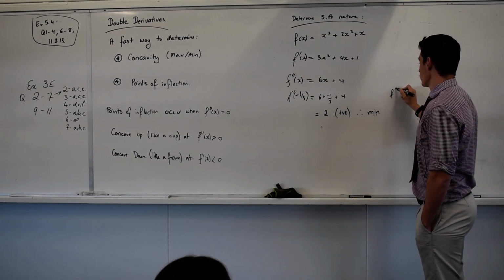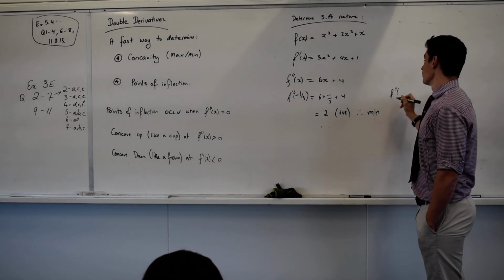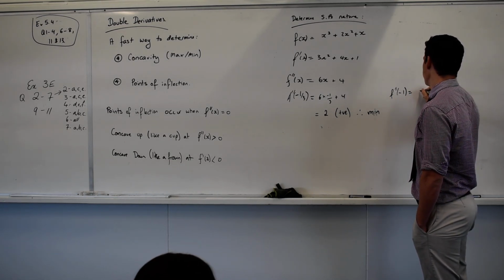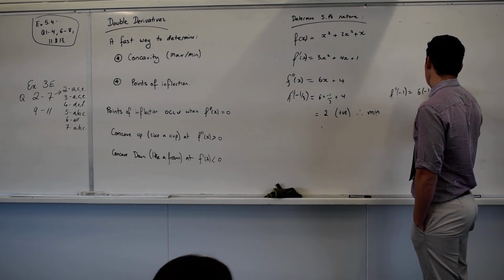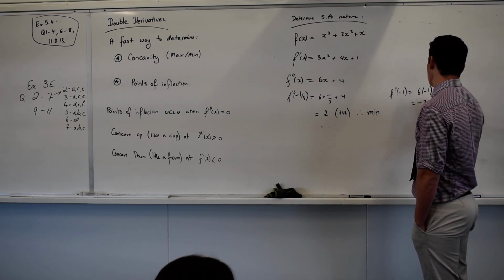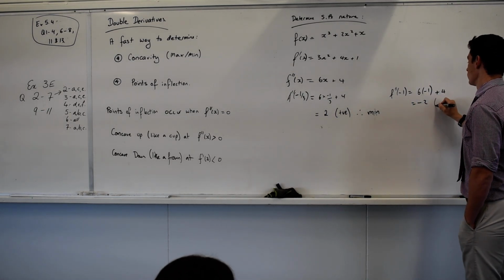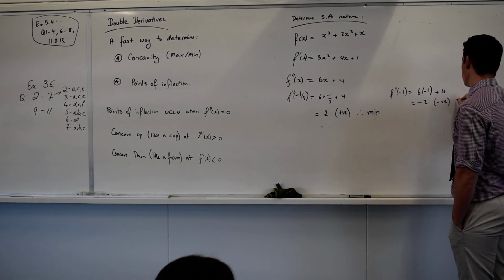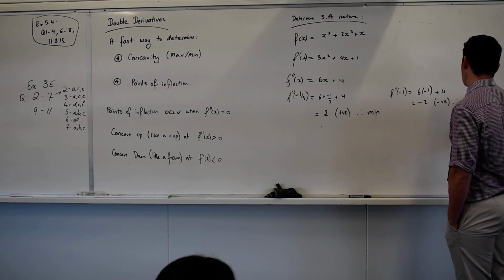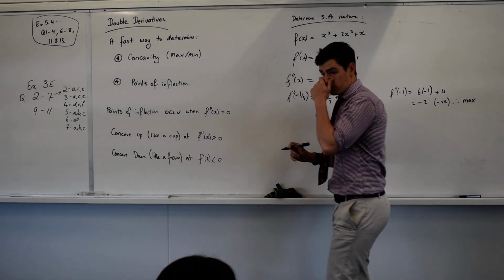F double dash, what's the other value? And if it works, that should be what? Therefore, it's a maximum. Cool?